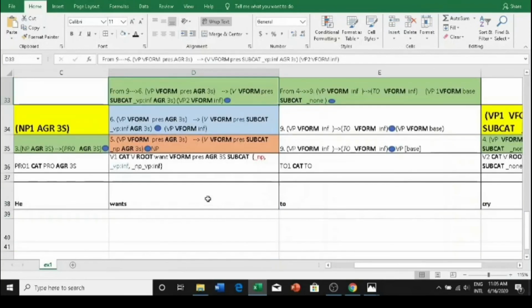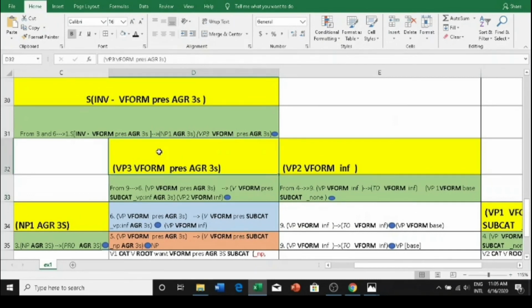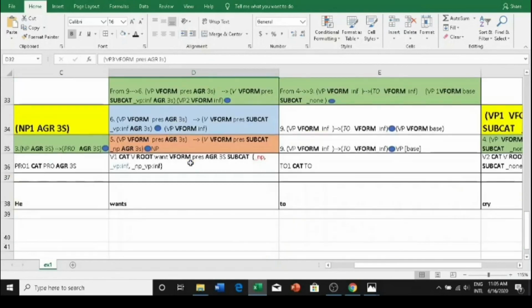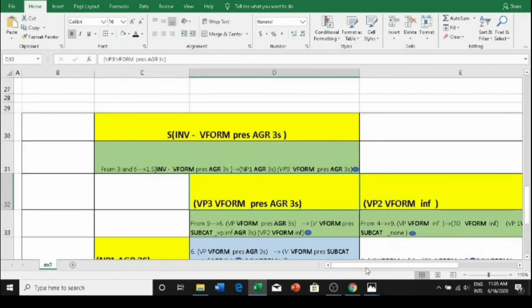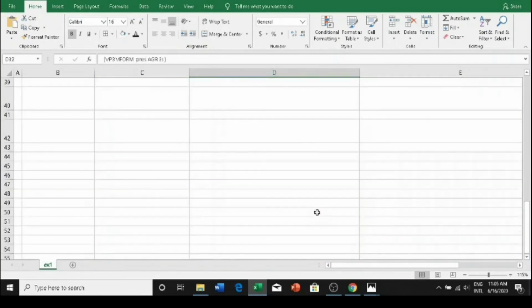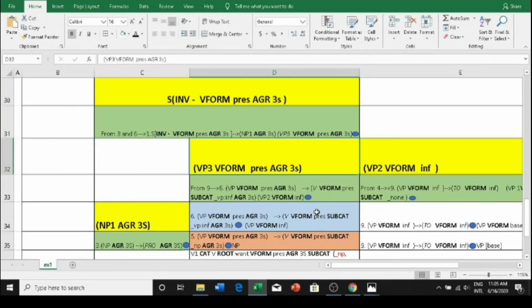So for this section, the constituent generated is the left side of the production. So what is the constituent generated? Again, it is a verb phrase, and we will name it VP3. Its feature values are present for V form and 3s for agr. Okay, so that's done. Now we will see whether all the constituents generated on the right can help us conclude whether this is a proper sentence.